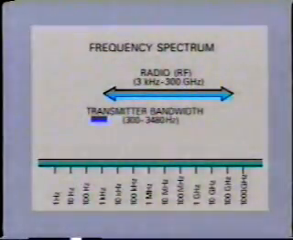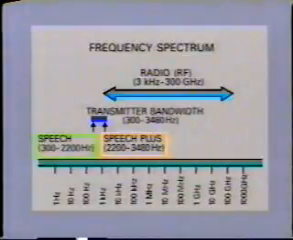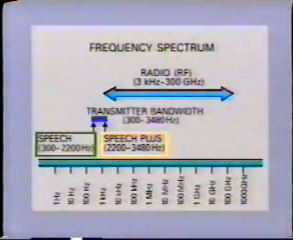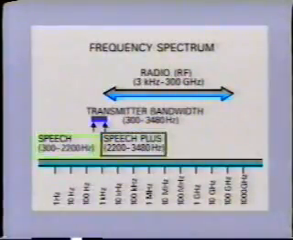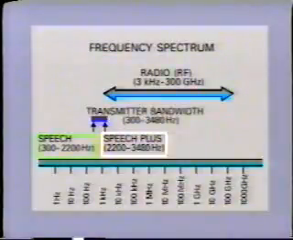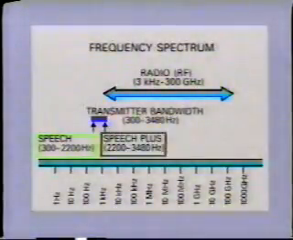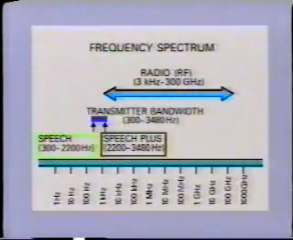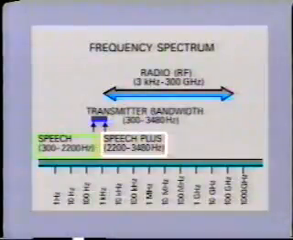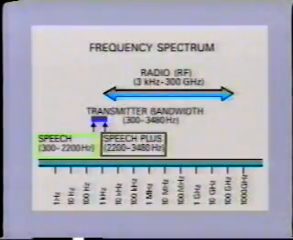As a result, PLC sets are often fitted with a filter that splits the audio baseband into two parts, the speech portion from 300 to 2,200 hertz, and the speech plus portion from 2,200 to 3,480 hertz. You can now use the speech plus band for various purposes, such as telemetry or relaying tones.